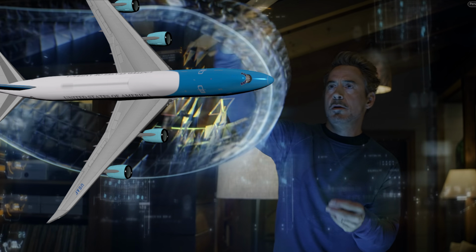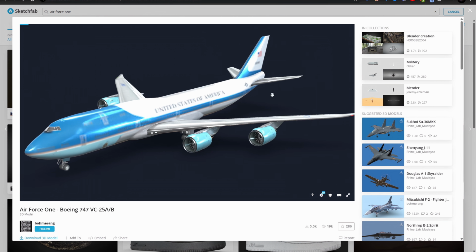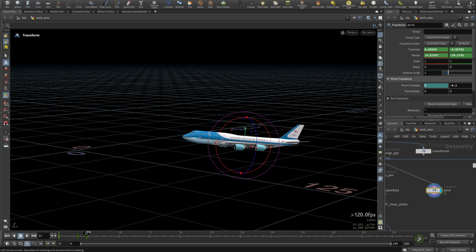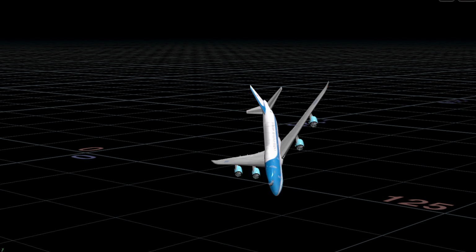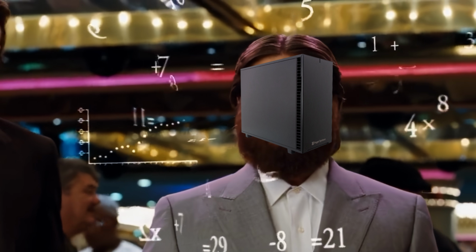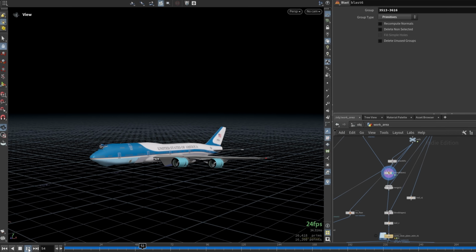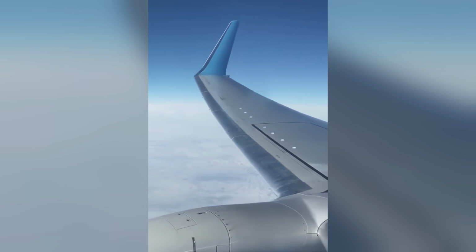Now, let's find a 3D model to use for the plane. So I'm just gonna search for Air Force One and... whoops. There we go. Since I'm horrible at animating, I'm not even gonna try. But instead, we're gonna simulate the animation and let the computer handle the physics. How is that even possible? This will give us more accurate results and allow for some natural flexing and destruction.